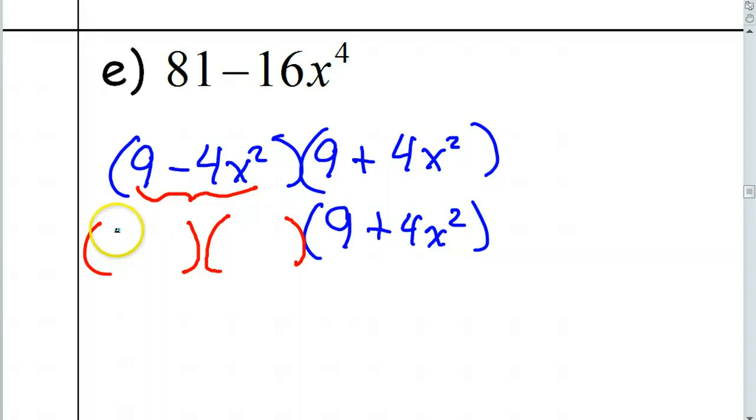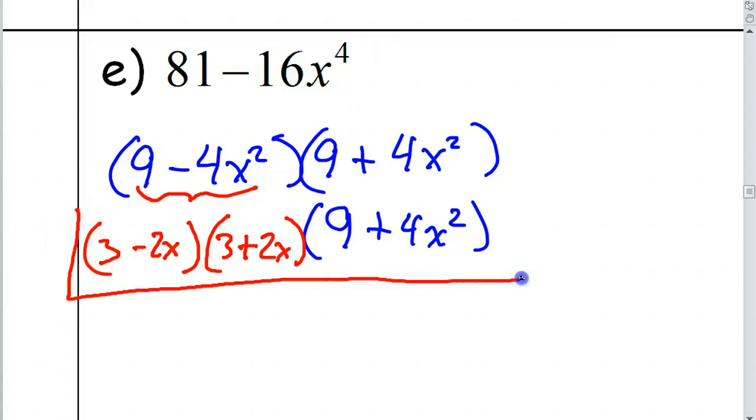And how will it factor further? 3 minus 2x and 3 plus 2x. So this would be the complete answer that I was looking for. That's what I got. This is the answer that only 3 people have.